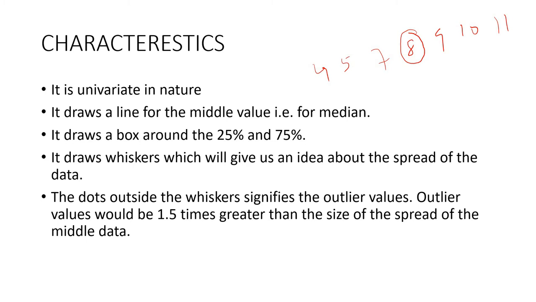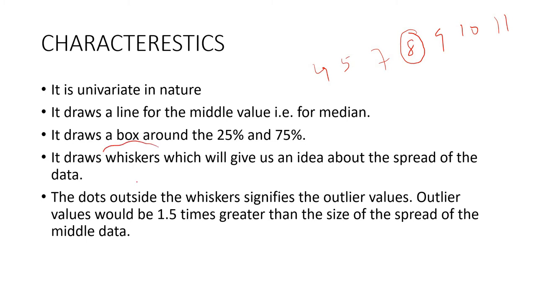First you need to arrange the numbers in ascending order, and only then can you find the median. So this is known as the median. It draws a line for the middle value, that's the median. It draws a box around the 25 percentage and 75 percentage. I will explain how we are doing it. It draws whiskers, which will give us an idea about the spread of the data as well.